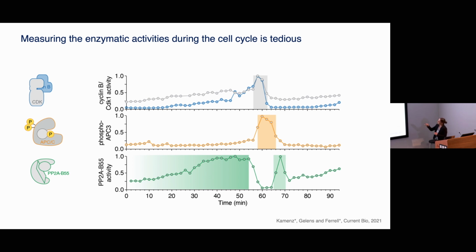You get very beautiful measurements, right? You see how cyclin B gets synthesized and degraded. You see how the cyclin-dependent kinase gets activated and inactivated. You see how the anaphase promoting complex, or at least one of the subunits, gets phosphorylated and dephosphorylated. And you can also appreciate how the counteracting phosphatase actually acts. But try to motivate your PhD students to do something like this. It's going to be tough.